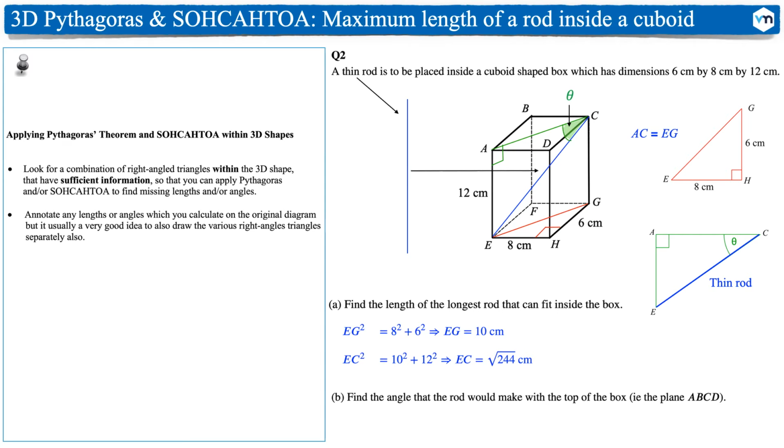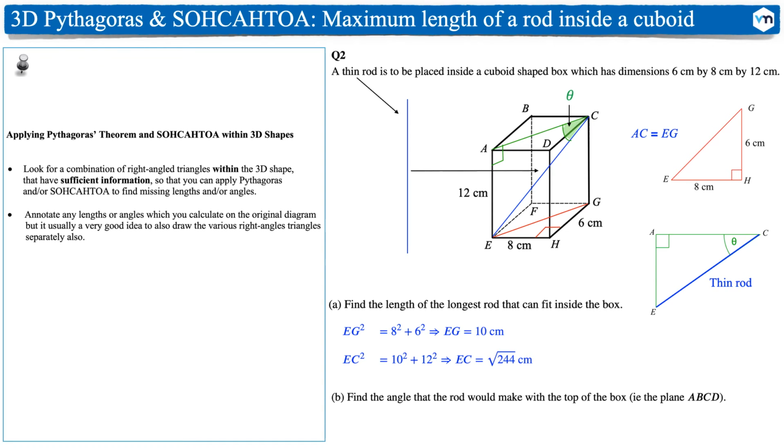Now applying Pythagoras' theorem to the other triangle with vertices ACE, EC squared equals 10 squared plus 12 squared. Therefore EC is equal to the square root of 244 centimetres. This is the length of the longest rod that can fit inside the box.